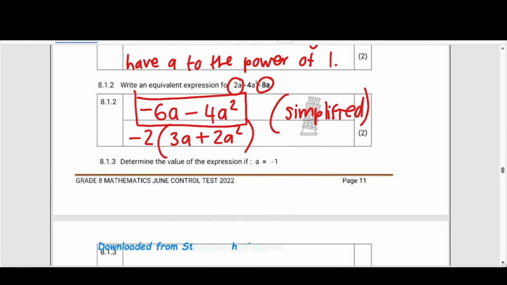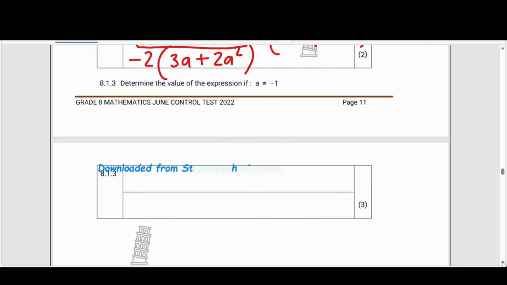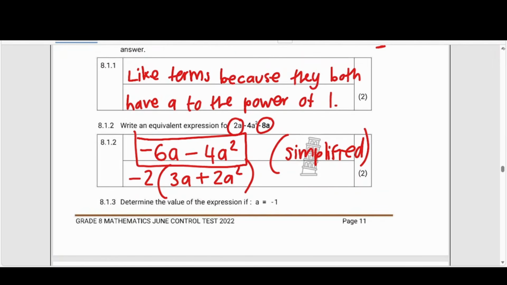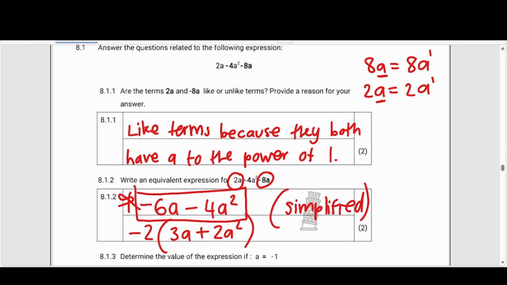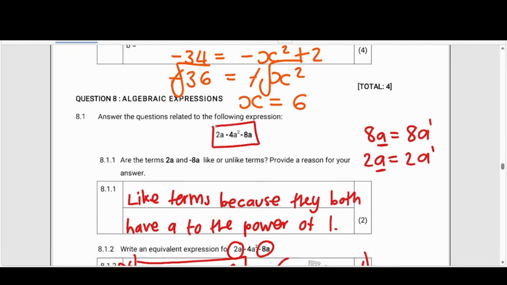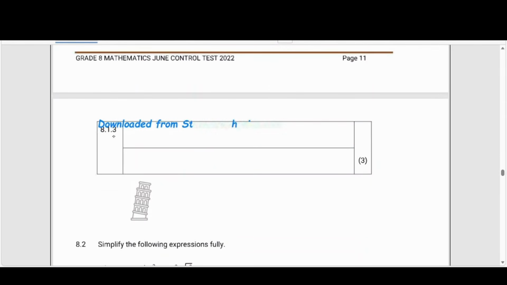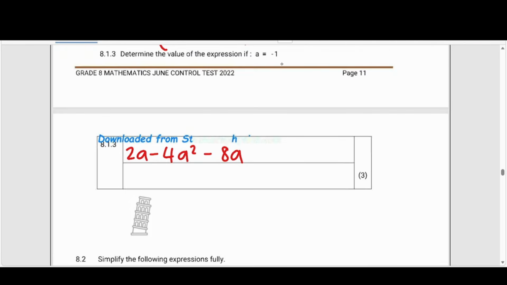Determine the value of the expression if a is equal to minus 1. So you can choose if you want to use this equivalent expression or the original expression in this question. I'm just going to use the original, just in case you made a mistake and don't want to use the wrong one. So 2a minus 4a squared minus 8a. And we've got to do it when a is minus 1, so wherever there's an a, we're going to put minus 1.